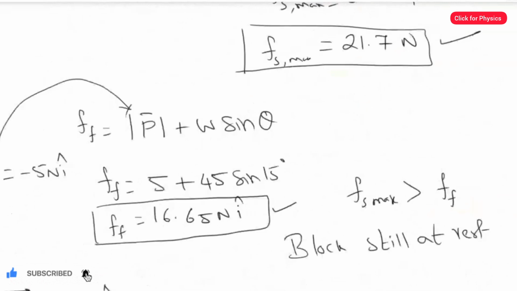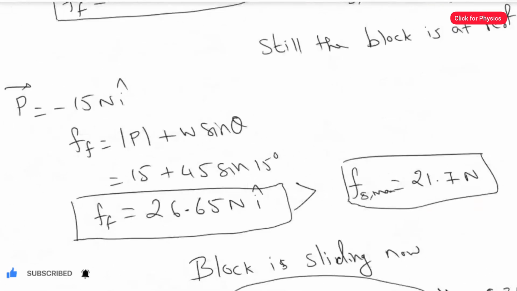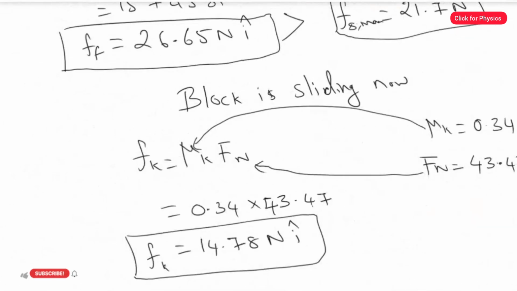So these are all the answers for this question. If you get any questions like this, you have to do it very carefully, and you have to compare the answer with the static friction every time. Once you exceed the value of the static friction, find the answer for kinetic friction. That's it. This is the answer for this question.